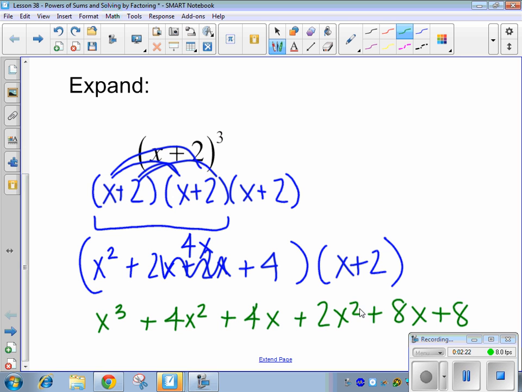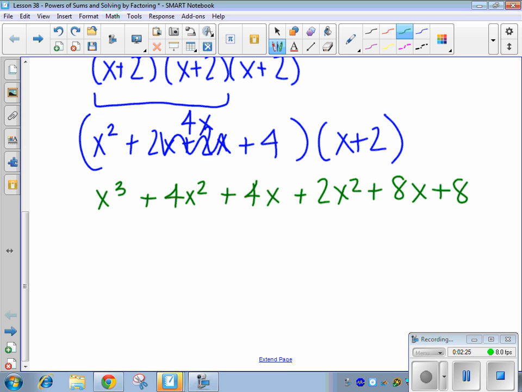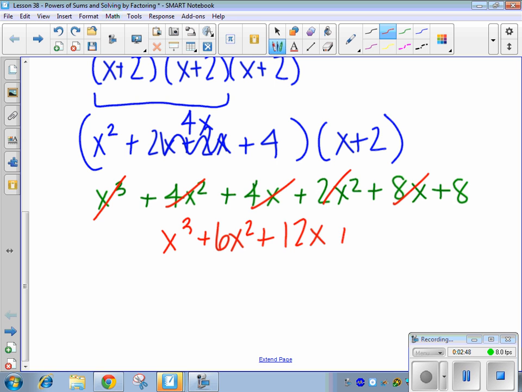So we got that all multiplied out, but again we have some like terms, and you always want your answer to be with all of your like terms combined. So we're going to look at this and see what we can pull out. This x cubed is all by itself, so it's just going to be rewritten. We have 4x squared and 2x squared gives us 6x squared. 4x and 8x gives me 12x. And finally, we just have this plus 8. It doesn't have a friend, so it goes down there by itself. And this is our final answer.